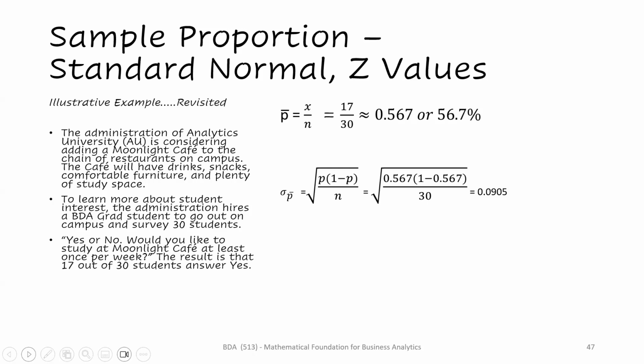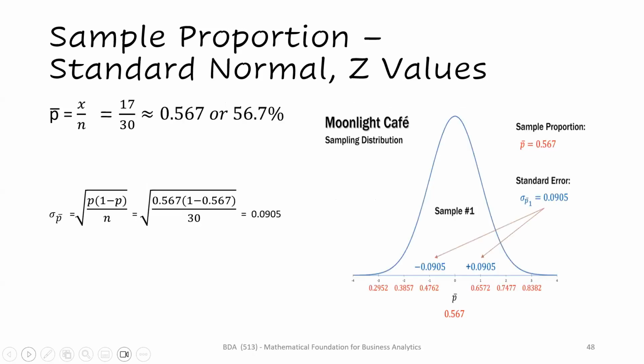So we know the standard error. Once we know our standard error, remember that our sample proportion is 0.567. That means it can be to the right or to the left. Remember, as we deal with standard deviations, it's the same thing. If our standard error is 0.0905, then when we go to the right, you just add 0.0905 to 0.567. That will give you one standard deviation to the right.